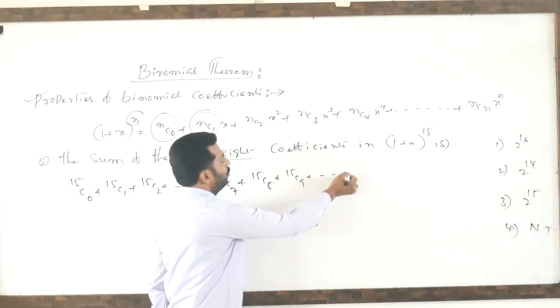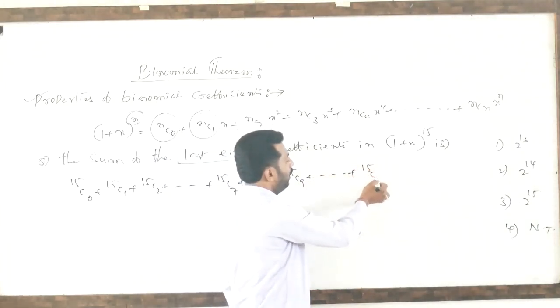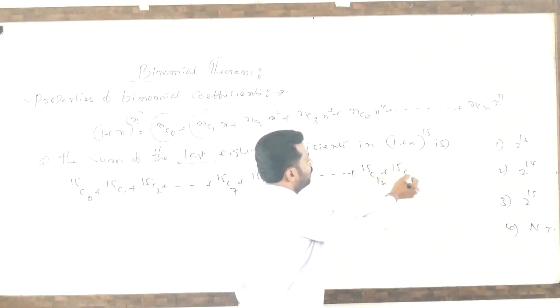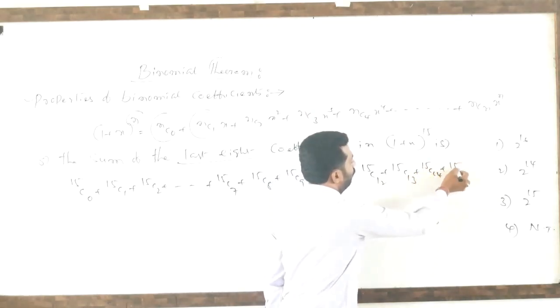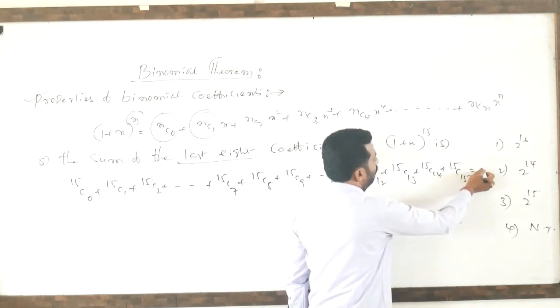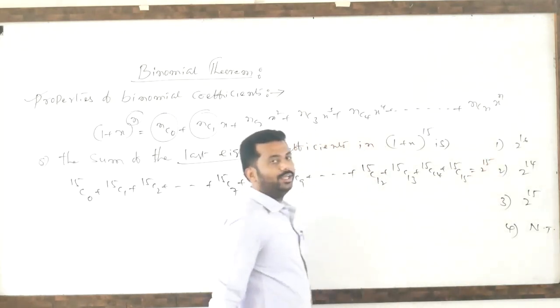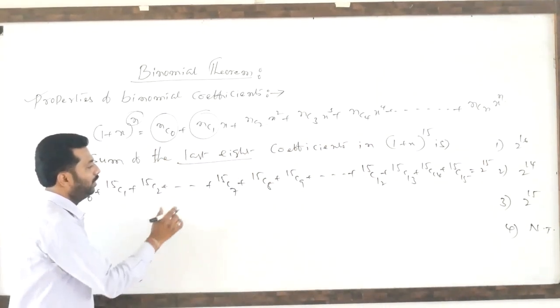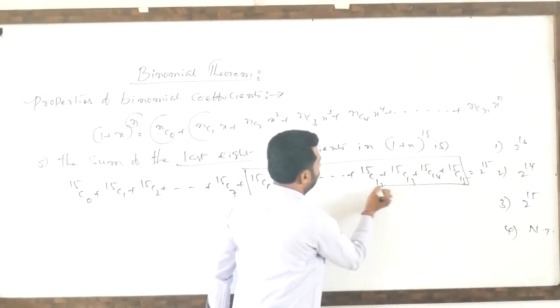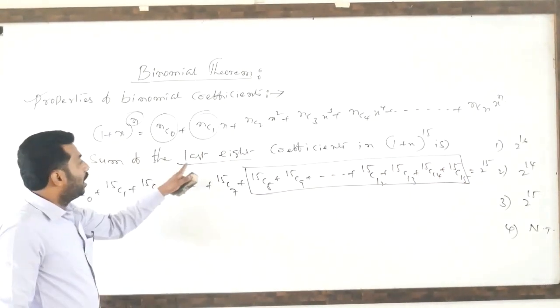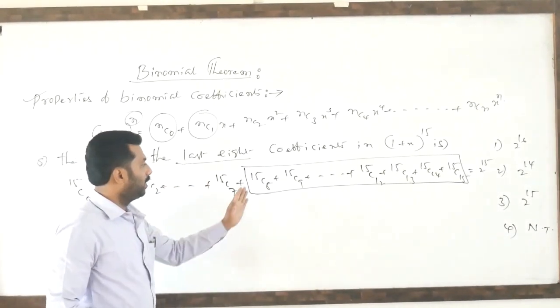15C9 plus 15C12, 15C13, 15C14, 15C15. So 2 to the power 15. Its value is 2 to the power 15. Means only these values they are asking in the question, the last 8 binomial coefficients. Here onwards 8.